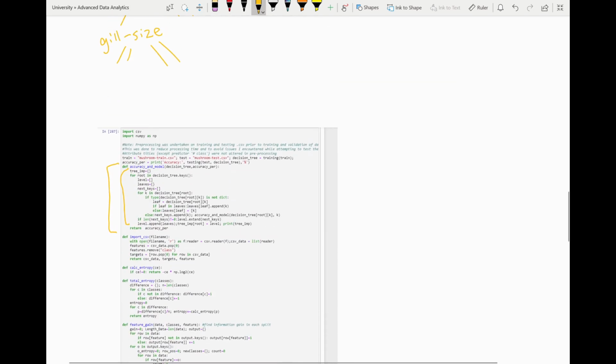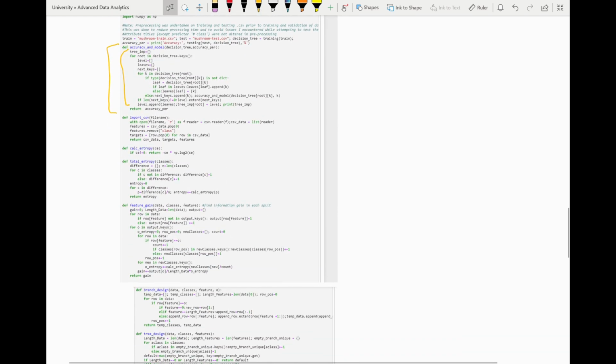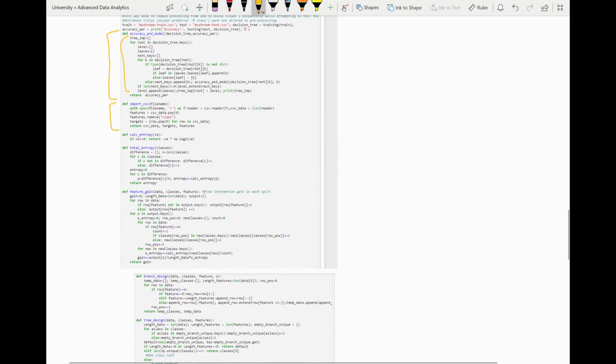The next part, importing the CSV, that's pretty self-explanatory. That imported the training data. Calculating entropy: this just calculates a single value's entropy and not the total entropy, so not the summation. So this does not find our sum, whereas this does find our sum.